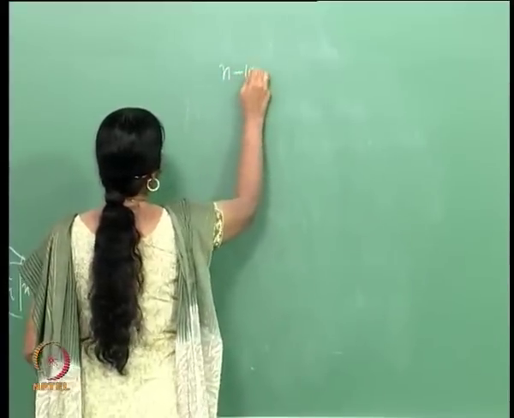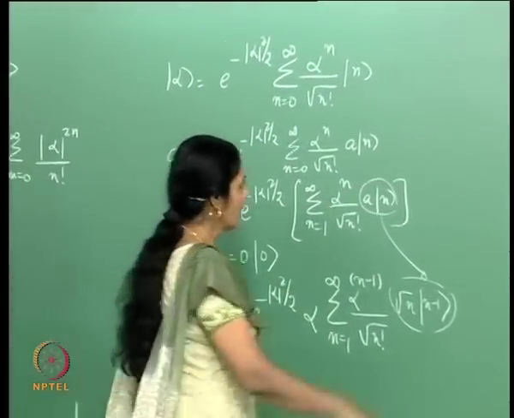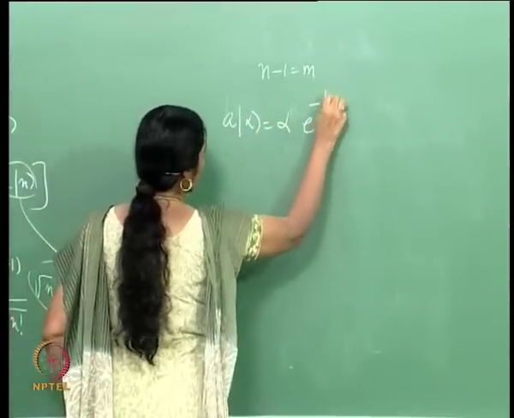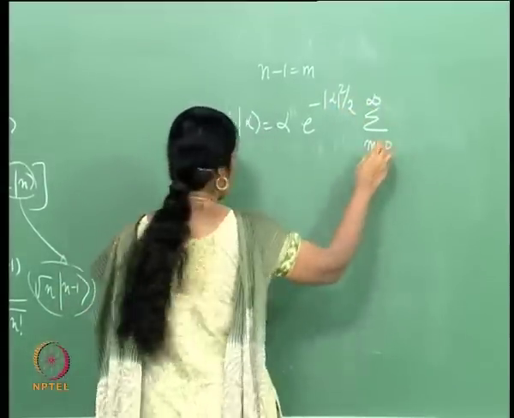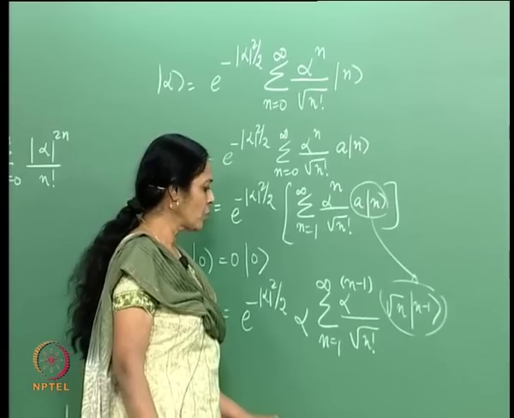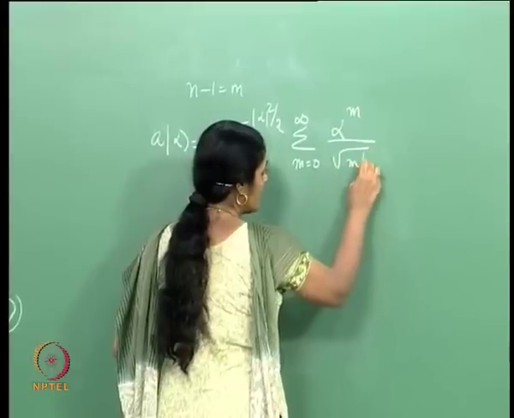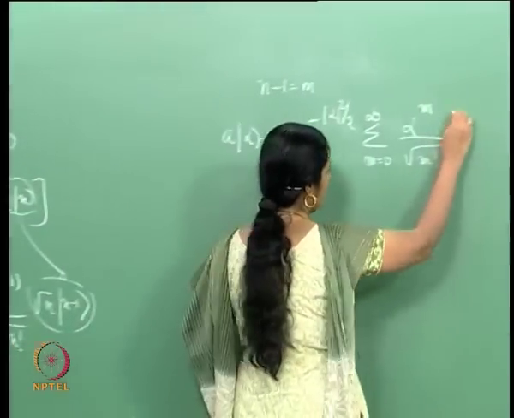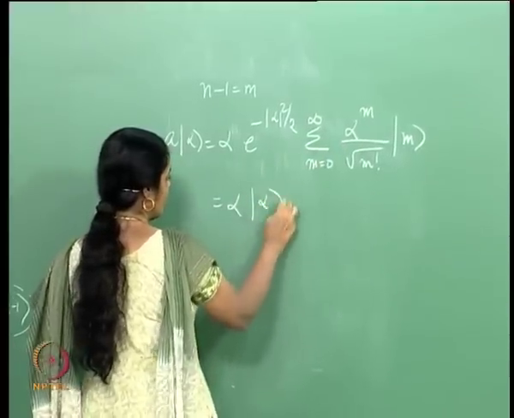I can replace n minus 1 by m, so that the summation goes from m is equal to 0 to infinity, and therefore, A acting on ket alpha is alpha e to the minus mod alpha squared by 2 summation m equals 0 to infinity alpha to the power of m, because there is a root n there and a root of n factorial here, gives me a root of n minus 1 factorial in the denominator, which is the same as root m factorial, and that is a ket m. But this is the same as the coherent state ket alpha.